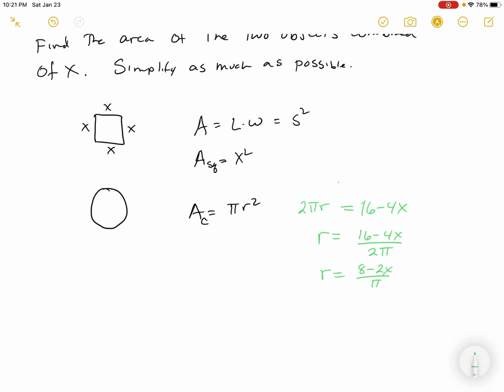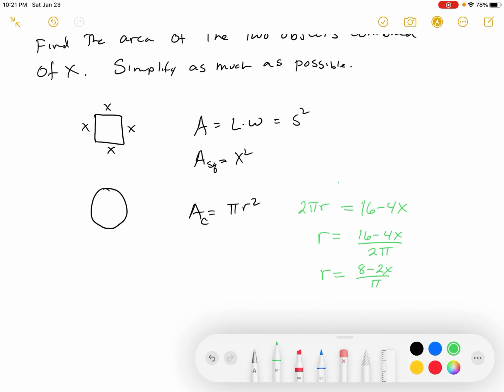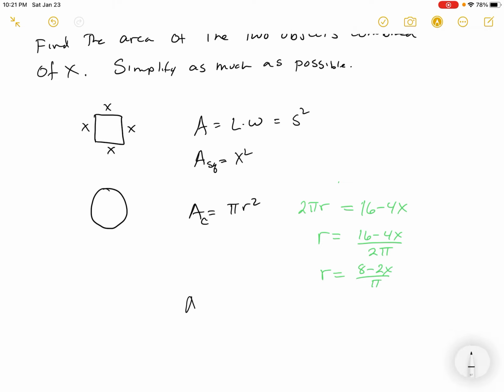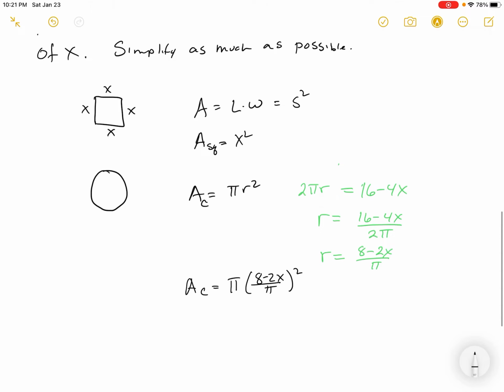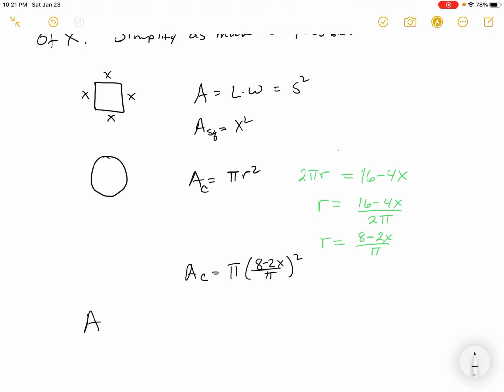So what does that all mean? Well, how do we put that all together? Now the area of the circle, I did have a problem because it was in terms of r and I need it in terms of x, is pi times 8 minus 2x over pi, the quantity squared. So the area of the combined two figures is the area of the square plus the area of the circle.